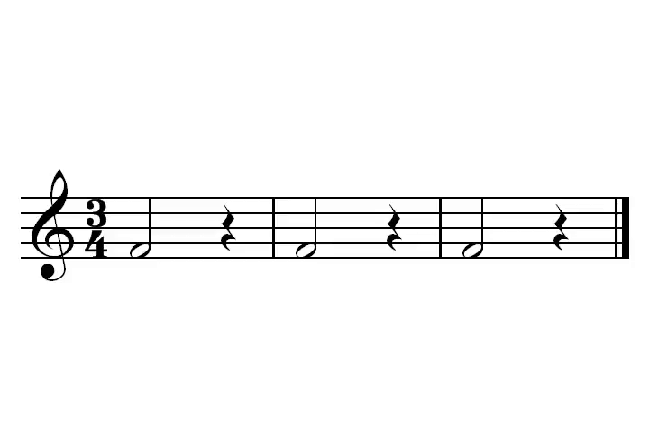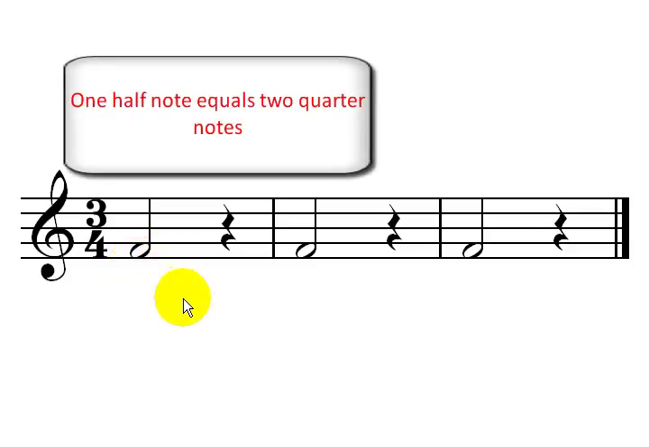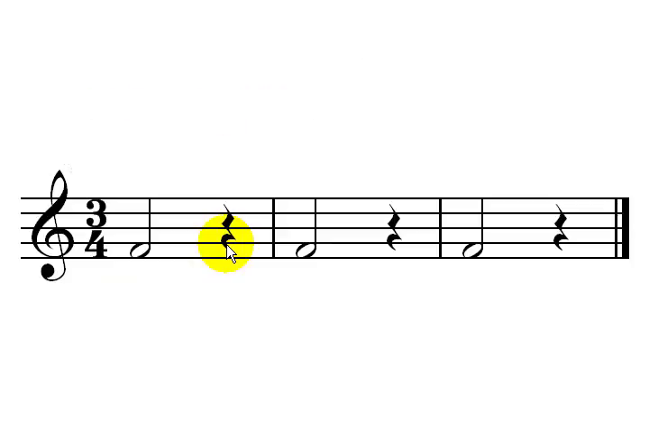Now, as you could hear in the previous example, each quarter note received one beat. A half note is the double duration of a quarter note, and therefore it receives 2 beats. Now the quarter note rest has the same duration as a quarter note, and therefore it receives 1 count or 1 beat. So we could count it like this: 1, 2, 3, 1, 2, 3, 1, 2, 3. You get the idea? Let's listen to the example.